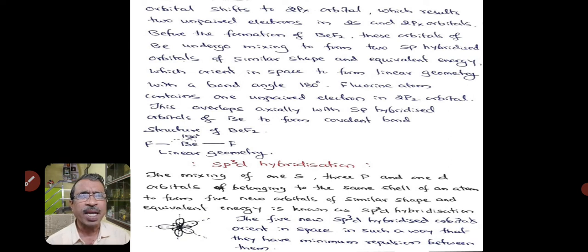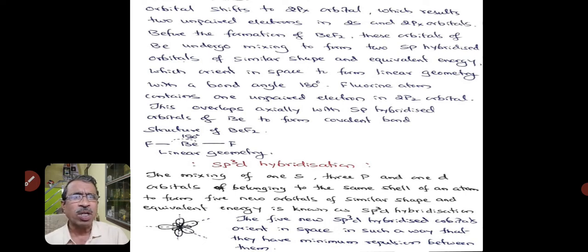Fluorine atom contains one unpaired electron in 2p-Z orbital. This overlaps axially with sp hybridized orbitals of beryllium to form covalent bond. The structure of the beryllium fluoride is shown.